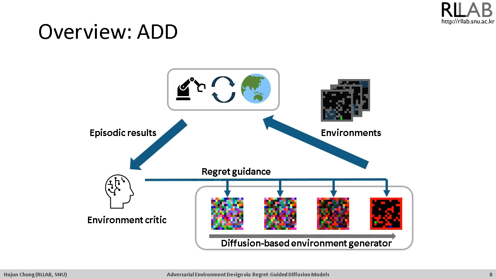This is an overview of the proposed algorithm, ADD. After the agent is trained on environments produced by the environment generator, the environment critic is updated using the episodic results. Then, the environment critic guides the diffusion-based environment generator with the regret to produce adversarial environments. By repeating this process, the agent learns a policy that is robust to environmental changes.